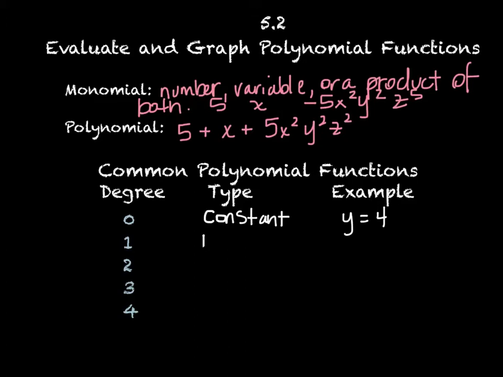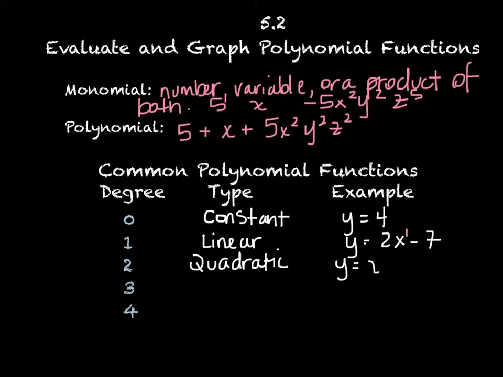1 is called linear, and that's typical of what you've seen, y equals 2x minus 7. Notice that the exponent on that x is a 1, that's why it's degree 1. 2 would be, yep, you got it, just finished that unit, quadratic. An example of that would be x squared plus 2x minus 5. Notice my largest degree here is a 2. That's degree 2, quadratic.